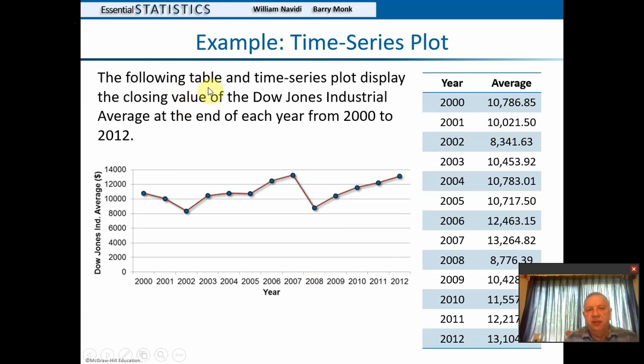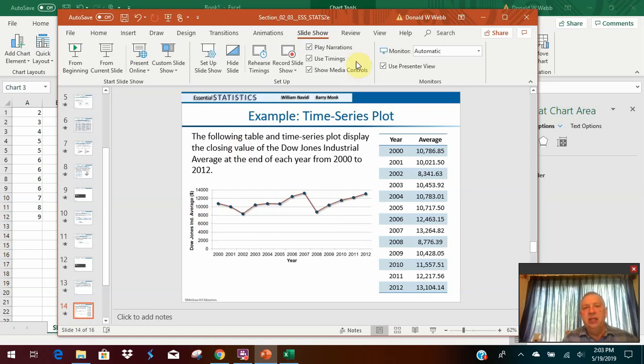So here's some data. The following table and time series plot display the closing value of the Dow Jones Industrial Average at the end of each year from 2000 to 2012. So along the bottom, here's the year, and here was the closing Dow average. And then basically, they just run a line between these points. Here's the data that we have. Those are the dots. And then they just add an extra line to help visually follow the flow. So these type plots are very easy to do in Excel.